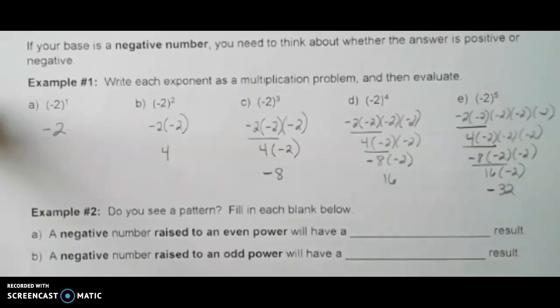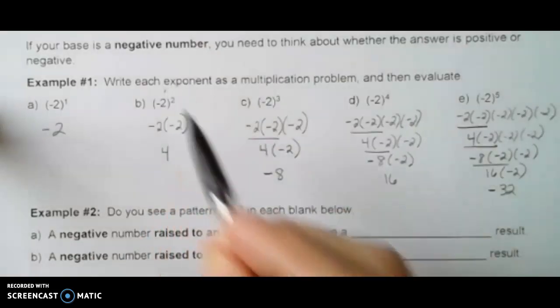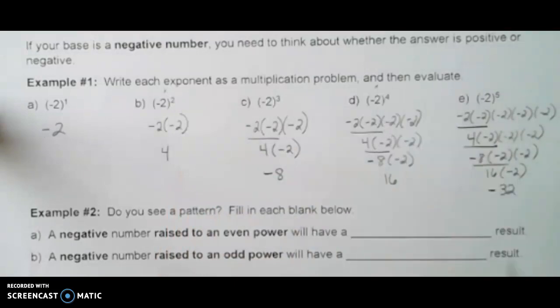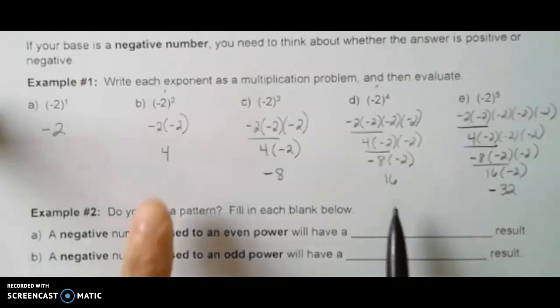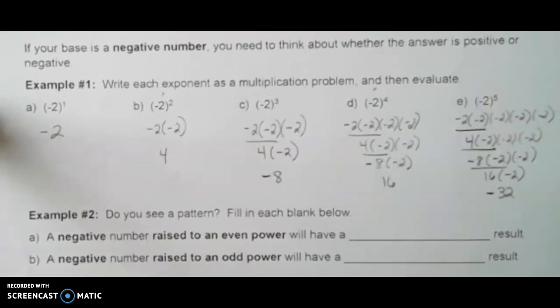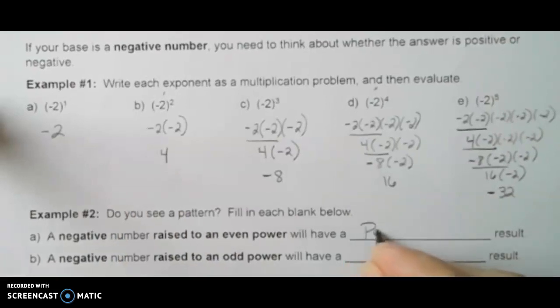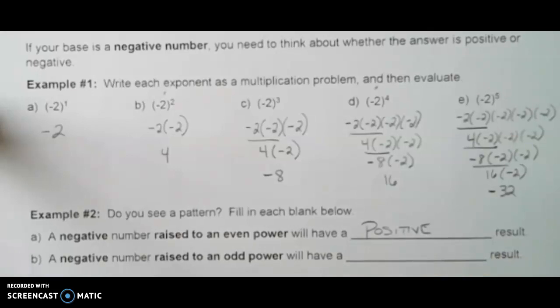So hopefully you're seeing a pattern. In example number 2, do you see the pattern? We're going to fill in the blanks below. If a negative number is raised to an even power, that would be this example in letter B and this example in letter D. Every time that we raised the negative number to an even power, our answer ended up being a positive. So you will get a positive result if you raise a negative number to an even power.